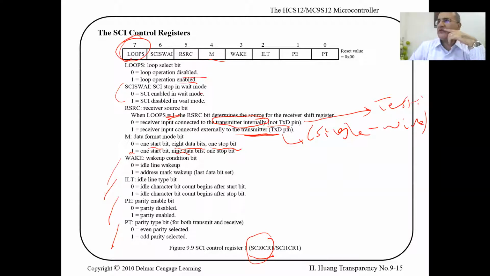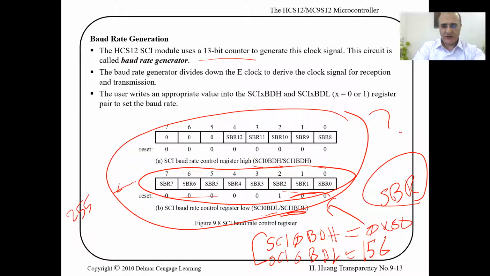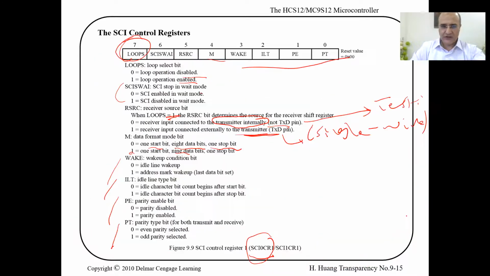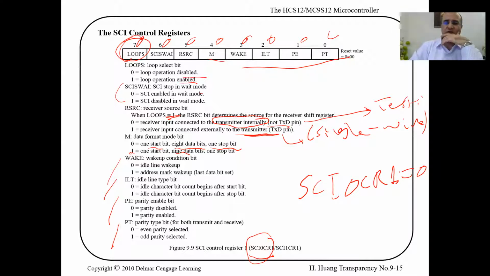And when we go set our microcontroller, this control register, we don't want loop, we don't want to work with wait, and we want to do 8 bits data with one stop and no parity and nothing. So if we want to check our registers, SCI 0, baud high is 0, baud low is 156, then this will be SCI 0, control register 1, can be 00000000, and then initialization.